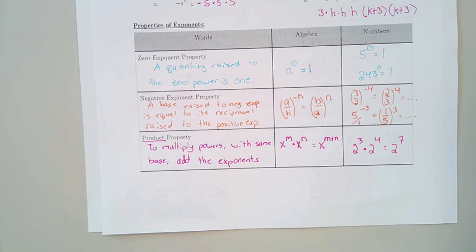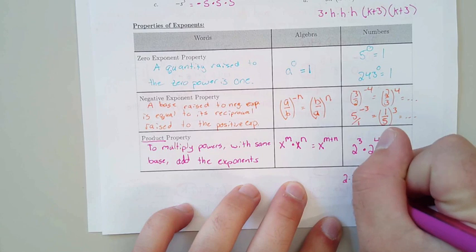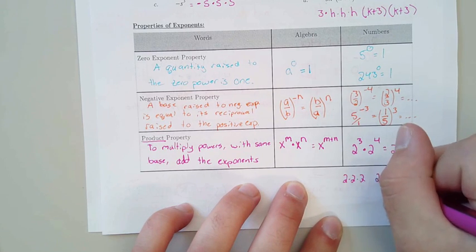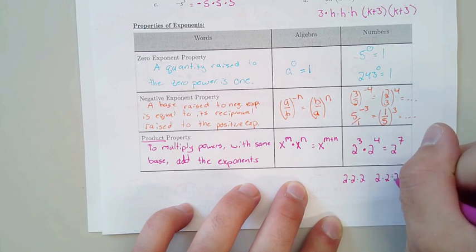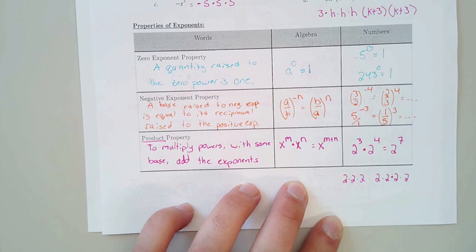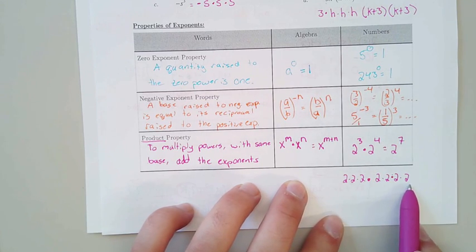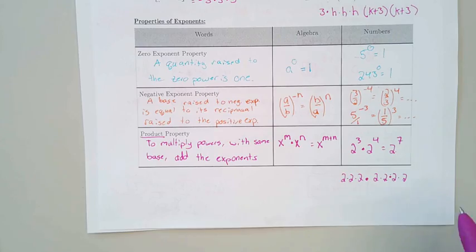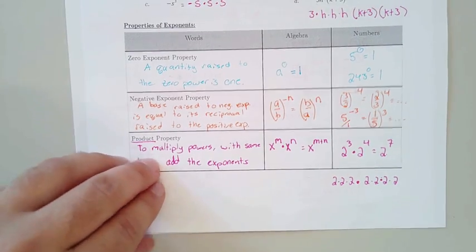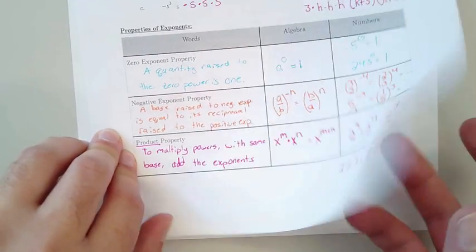Okay, this is one that I can actually kind of show you what this is. If you want to, you can think of 2 to the 3rd as 2 times 2 times 2. 2 to the 4th is 2 times 2 times 2 times 2. And really I'm multiplying in the middle, which combines those together. Now I have a string of 7 2's, which is simply 2 to the 7th. So that one's a little bit easier to see, kind of the property that goes with that.